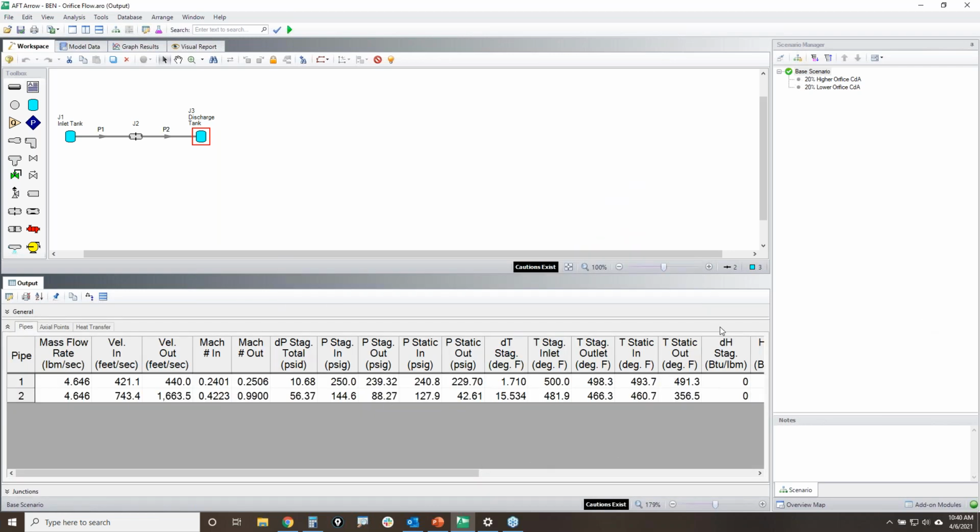All right, so look at this. This is interesting. Our stagnation pressure at the outlet of pipe 2 is equal to 88.27 PSIG. Well, I knew that somewhere between 88 and 89 is where I start to sonically choke, where the Mach number equals 1 at the outlet of the pipe. So here our Mach number equals 1, and that critical pressure right there is 88.27 psi.